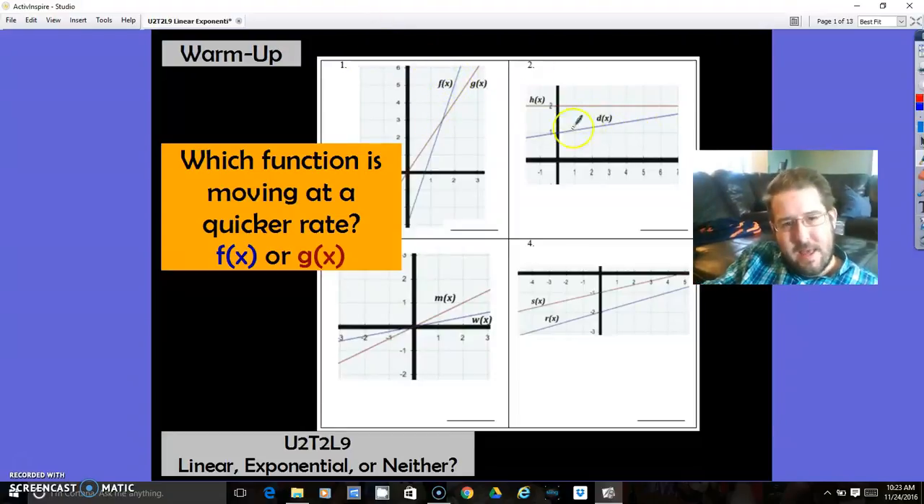The answer here is d of x. D of x is increasing at a faster rate. Red, in this case, is the m of x. That one's increasing at a faster rate because it's going up faster.